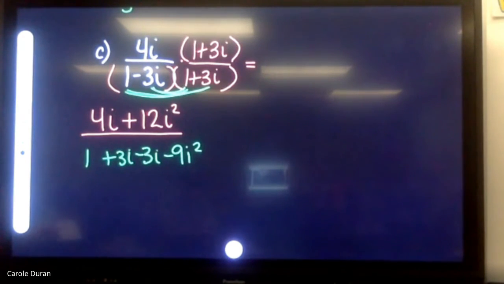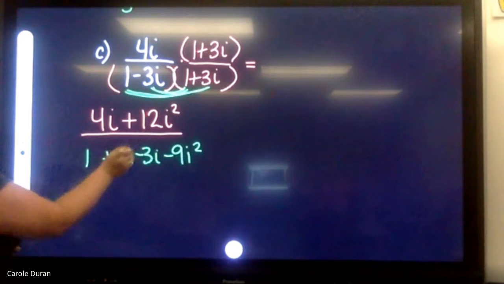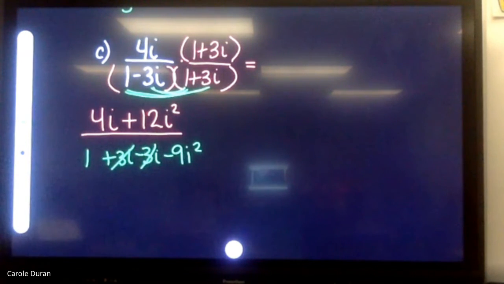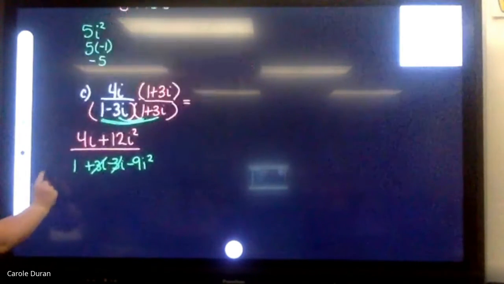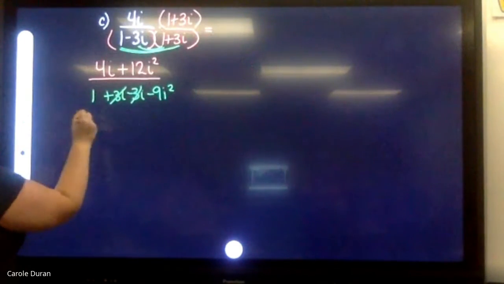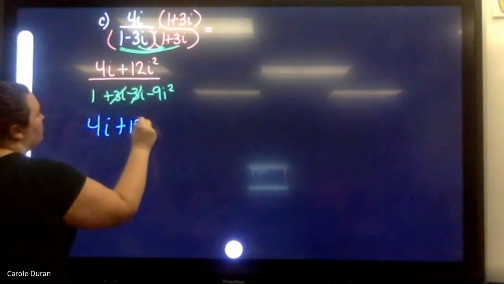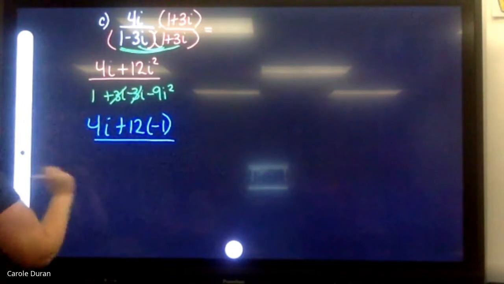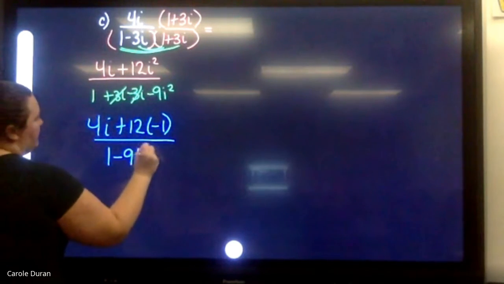From here, I can simplify. I have several things that cancel in the denominator. And then I can replace my i squares with negative 1s. What's wrong, Brandon? I was trying to figure out how you got negative 3i, but I figured it out. Okay. So the 3i's cancel, which is what I intended to happen. My i squares, I know I can replace with negative 1. So then this becomes 4i plus 12 times a negative 1 over 1 minus 9 times a negative 1.